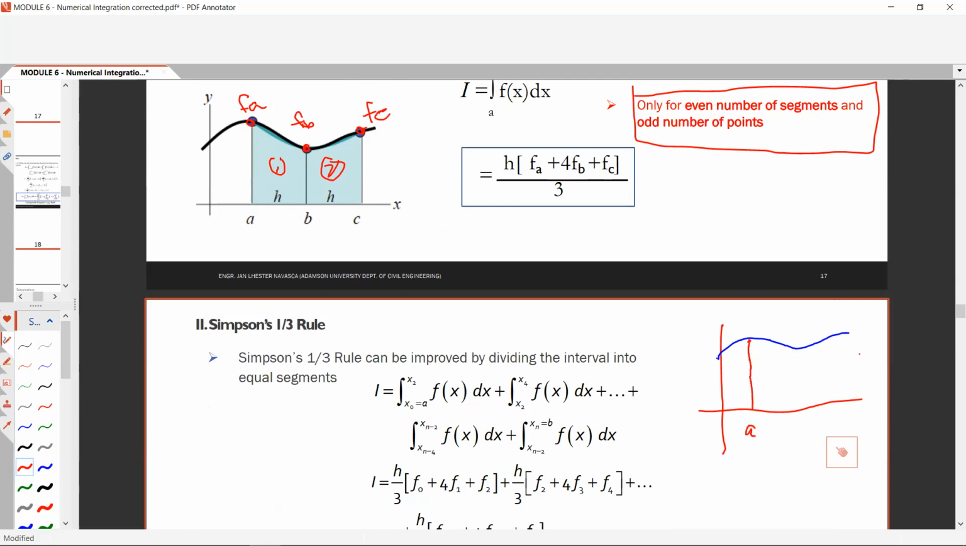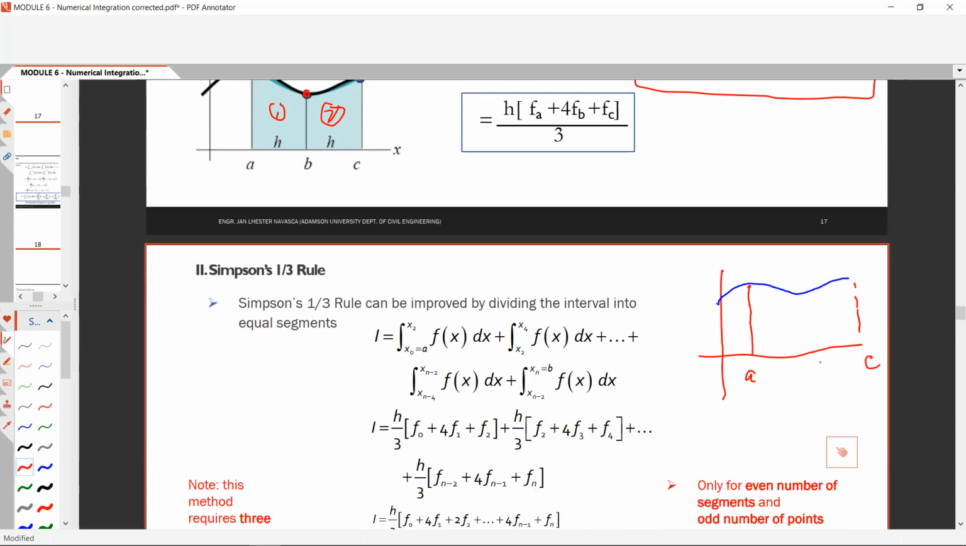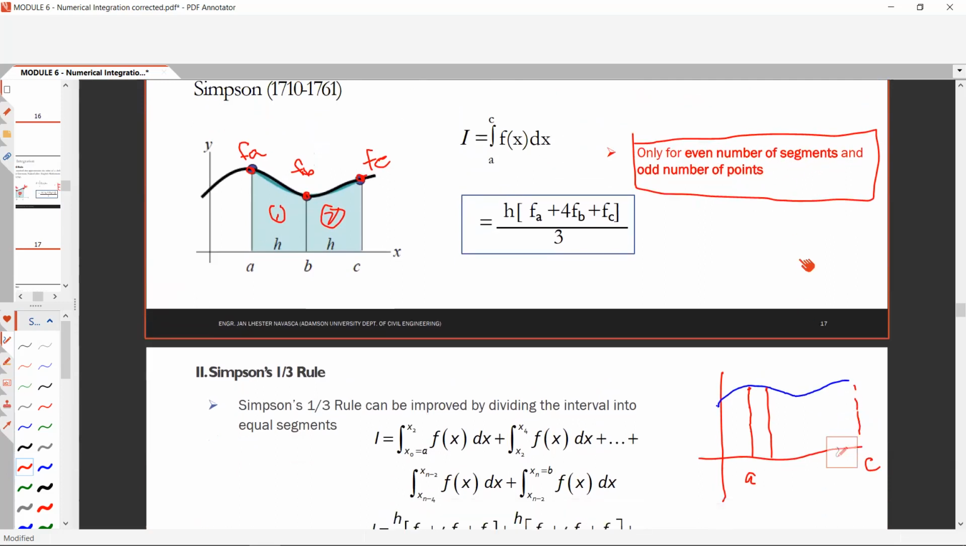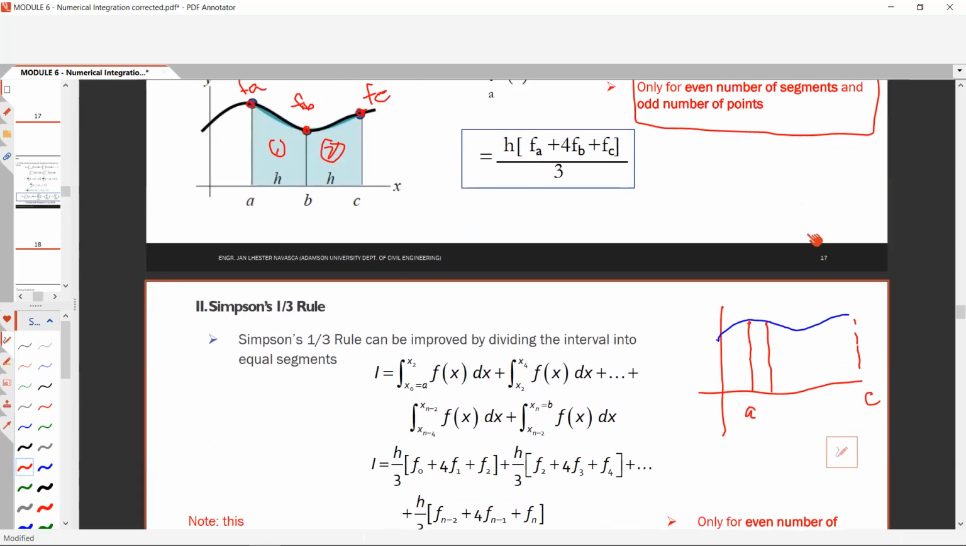Say this is A and this is point C. Okay. So, if we increase the number of segments, syempre, increase natin yung number of segments. So, let's say ito. However, yung default dapat daw ay even number of segments. So, let's say, i-divide natin siya into, ilan bang kakasya dito? 1, 2, 3, okay, 4 segments na lang. Okay, 4 segments. Hindi pala. 6. Gagawin ko na lang 6. 1, 2, 3, 4, 5, 6.